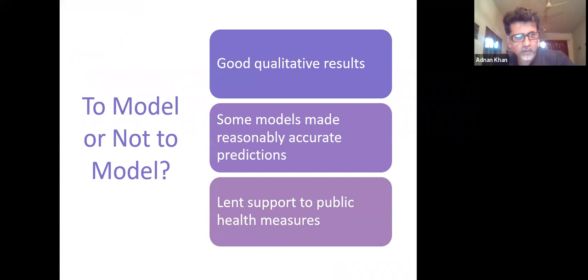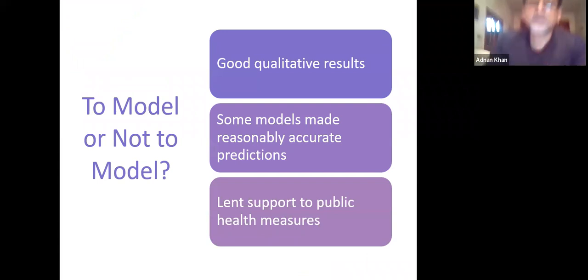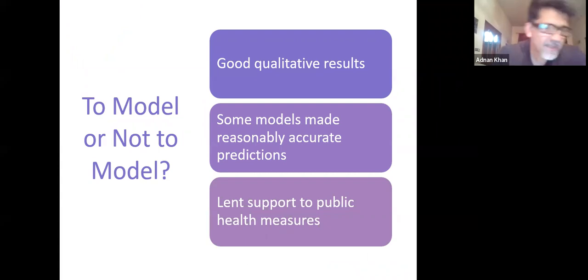So was this all in vain? Should we have, well, first of all, I need to eat. So I need to make models and sell them, right? But other than that, I think qualitative results were good. Is the disease going to go up? And when would it go up? So timelines, at least in terms of when you would reach a peak, were decently captured many times.